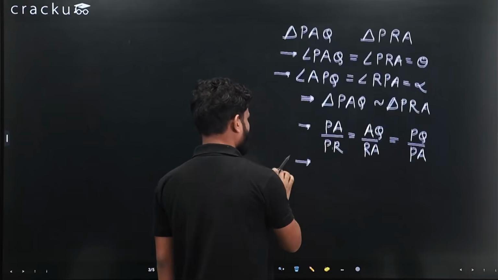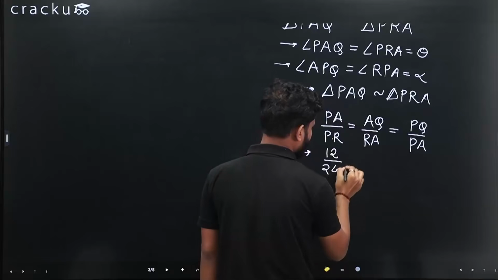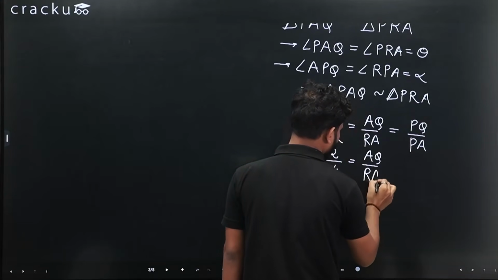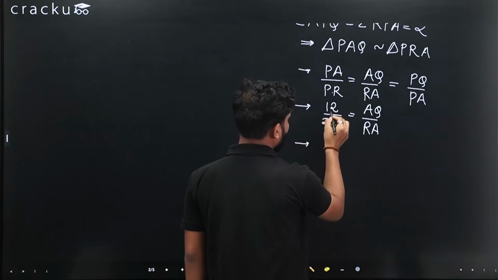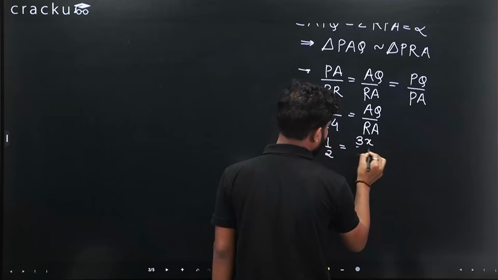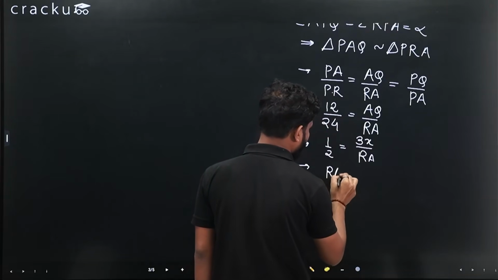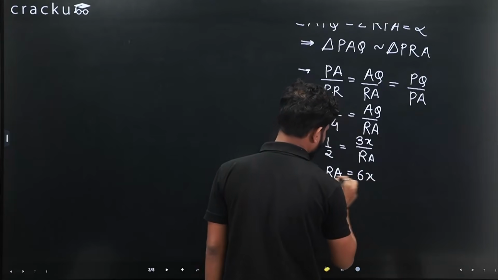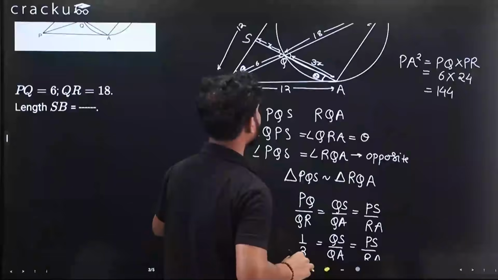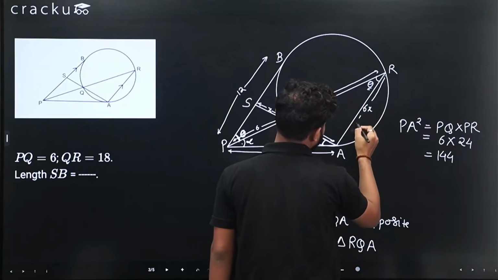From here, PA upon PR: PA is 12, PR is 24, is equal to AQ upon RA. This is nothing but 12 by 24, which is 1 by 2. AQ was 3x. This is RA. From here, RA becomes 6x. So we got AR or RA as 6x.